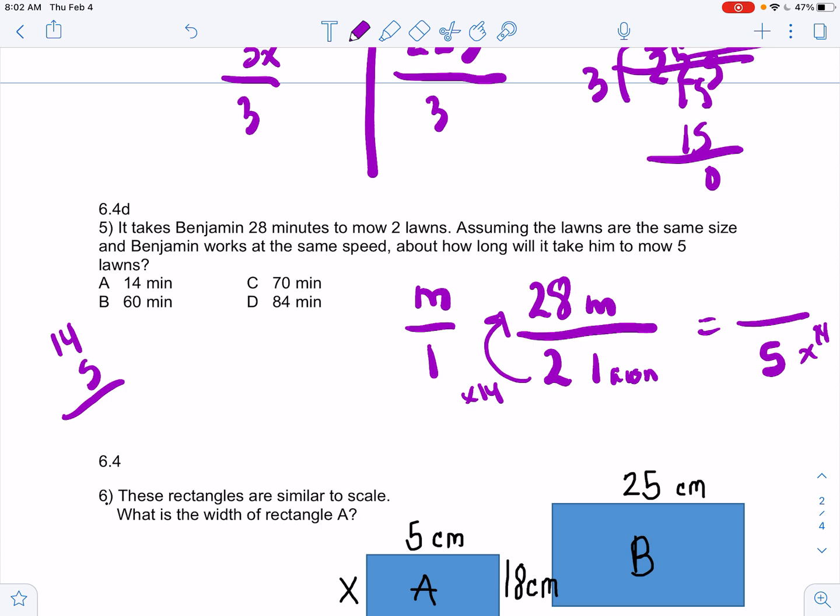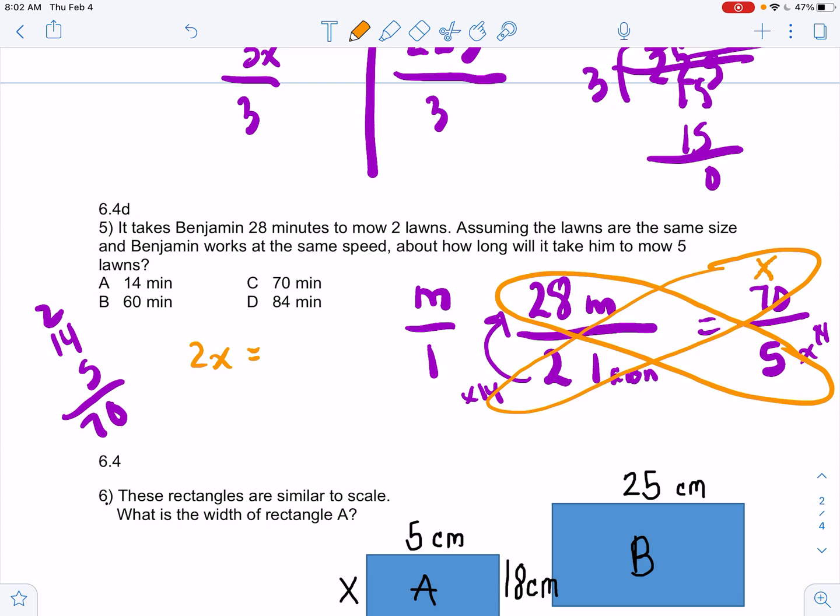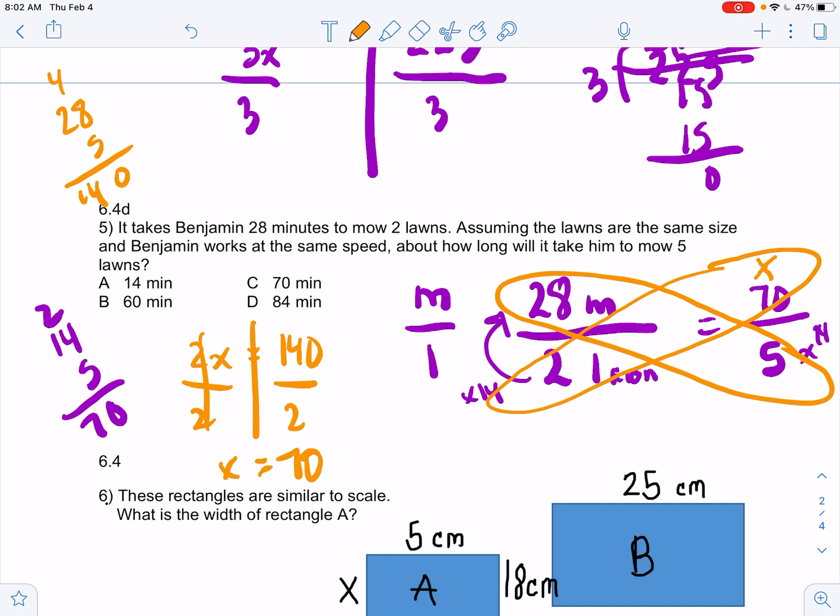I usually see my relationships horizontally. Some of you will see them vertically, and you're going to figure out how you see your proportions. You can also solve this. This would have been the unknown, right? And you would have said 2x is equal to 5 times 28, 140. And when you divide that, you're going to get x is equal to 70. So it's going to take 70 minutes.